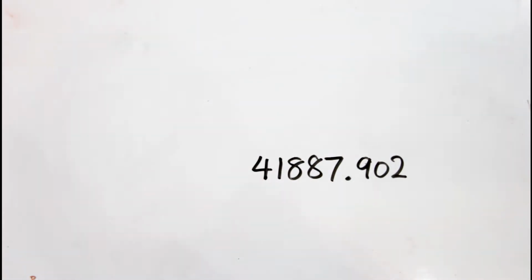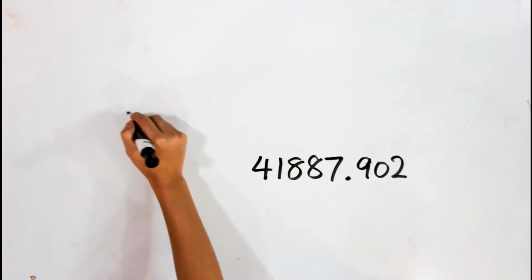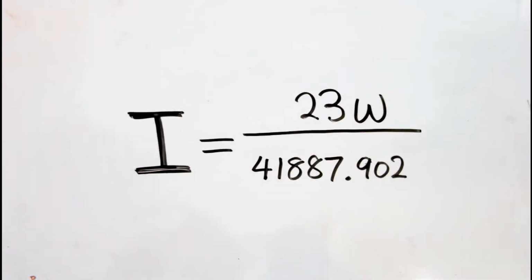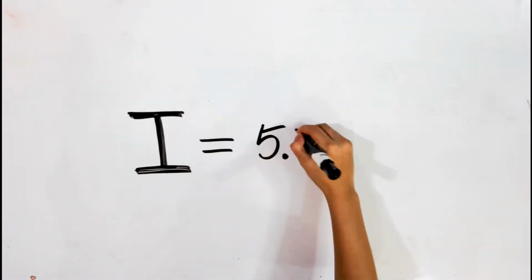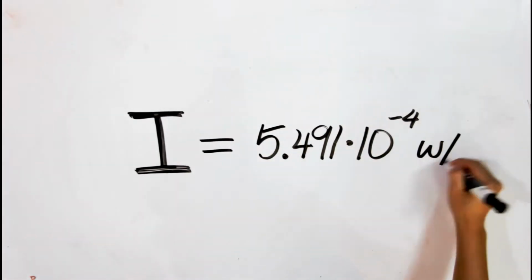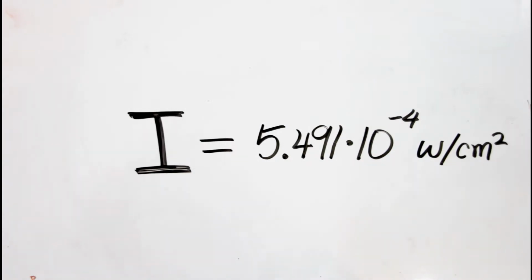And if we apply this to the formula of intensity, we get I, which is intensity, equals 23 watts, which is the power the light bulb gives off, over the result that we just calculated, which is 41,887.902. And that gives us the value of 5.491 times 10 to the power negative 4 watts per cm squared.